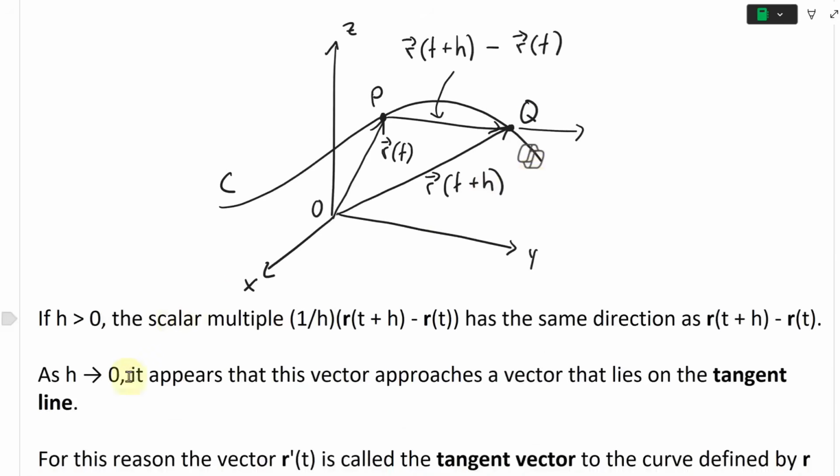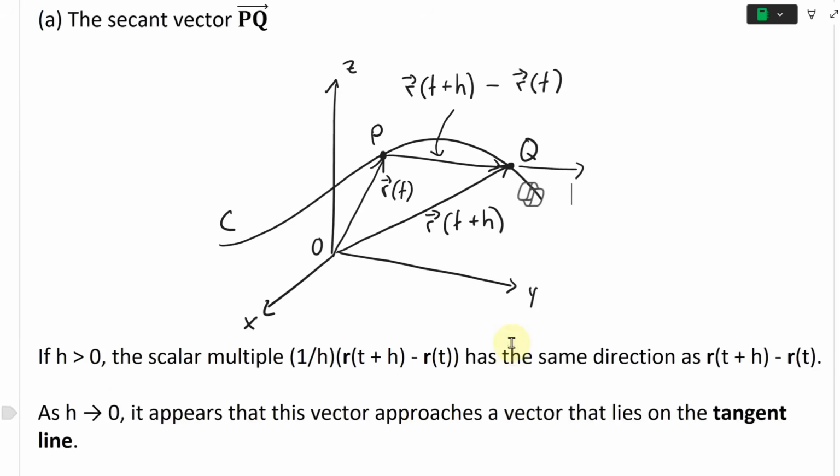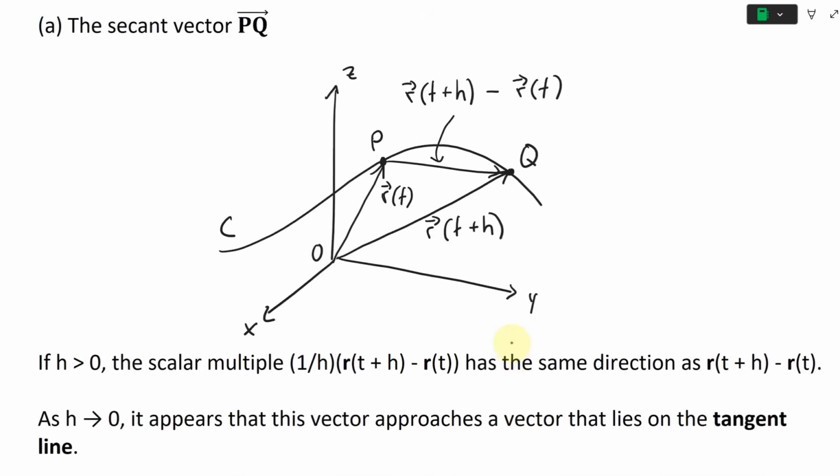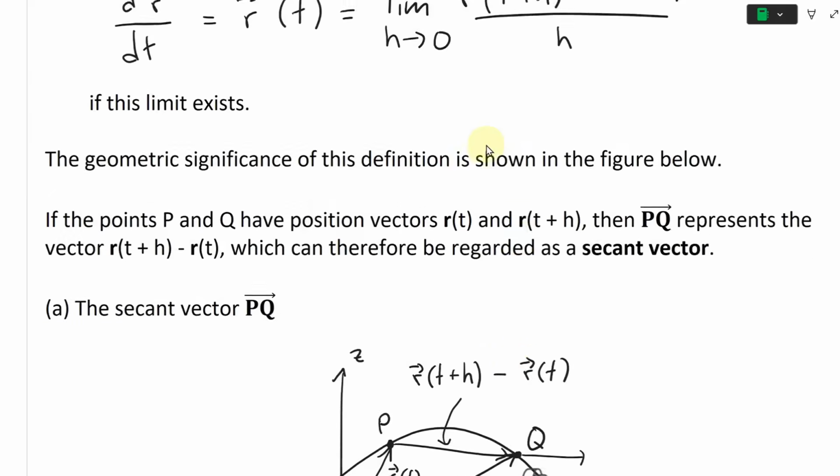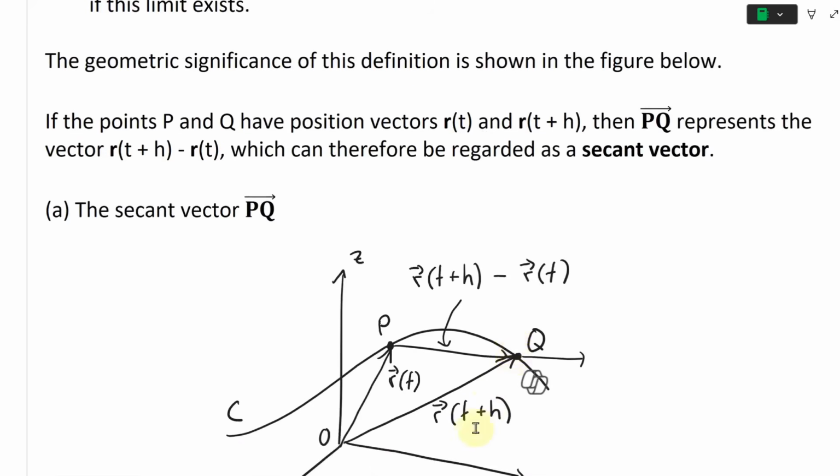As h approaches 0, it appears that this vector approaches a vector that lies on the tangent line. Basically, this is the vector in the terms of this limit right here. As h goes to 0, the difference between r of t and r of t plus h is negligible. So this is getting closer and closer and closer to this.